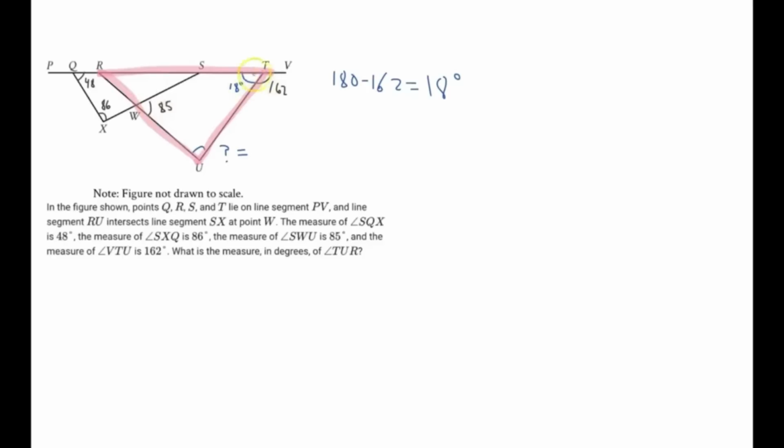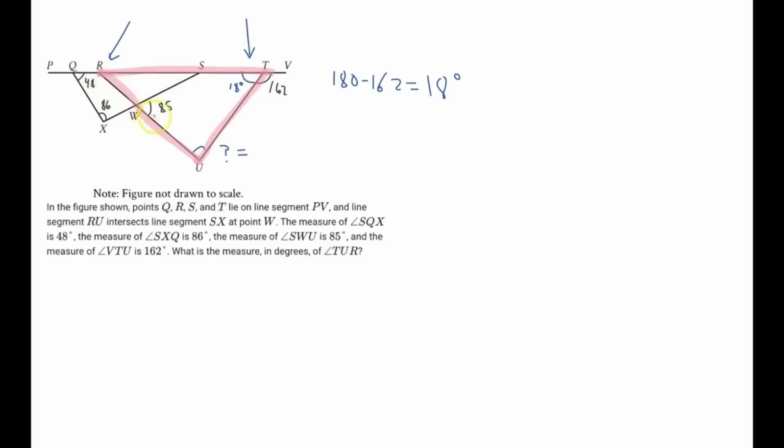So if we find this angle, the one we just found, the 18 degrees, and we also find, let's say, this angle in the corner, then we can just do some math to find the missing angle. So is there a way to find angle TRU? Well, it is a part of another triangle right over here. And so now we really have to think, what can we do?